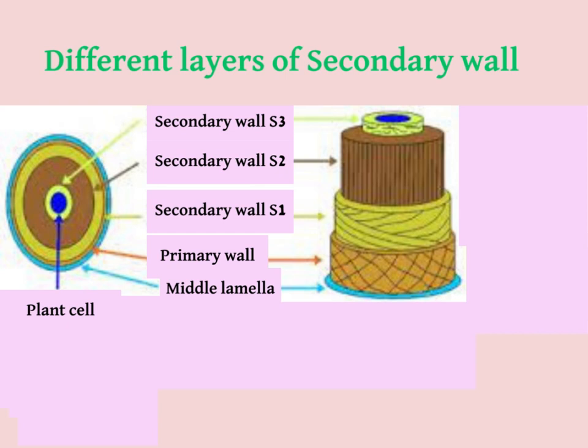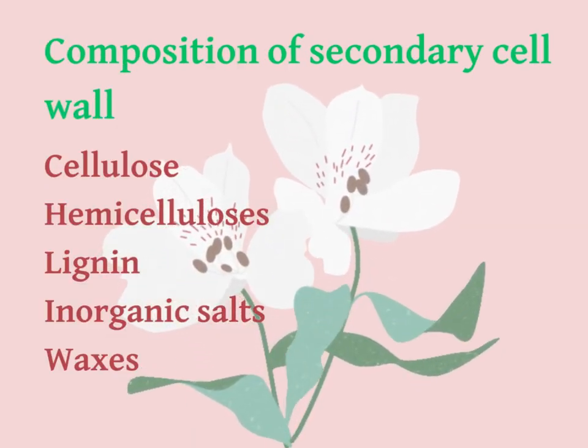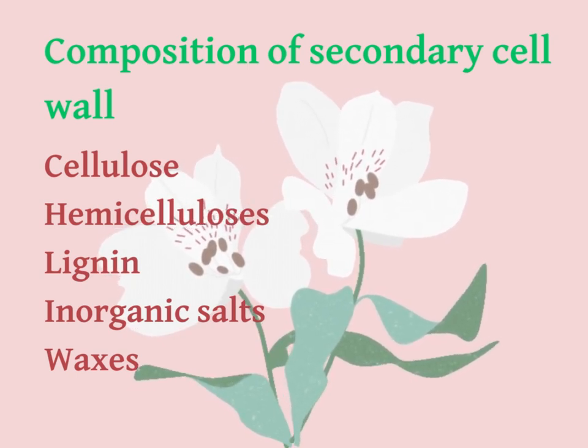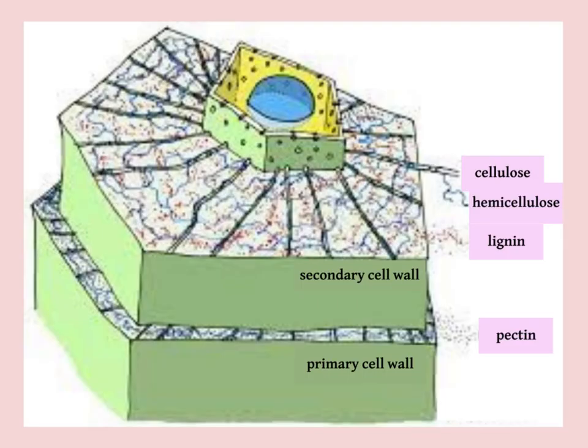In this picture, we see different layers of secondary wall. There are secondary wall S1, secondary wall S2, and secondary wall S3. Composition of secondary cell wall. It is made up of cellulose, hemicelluloses, lignin, inorganic salts, and waxes. In this picture, we can see cellulose, hemicellulose, lignin, and pectin. We can also see primary cell wall and secondary cell wall in this picture.